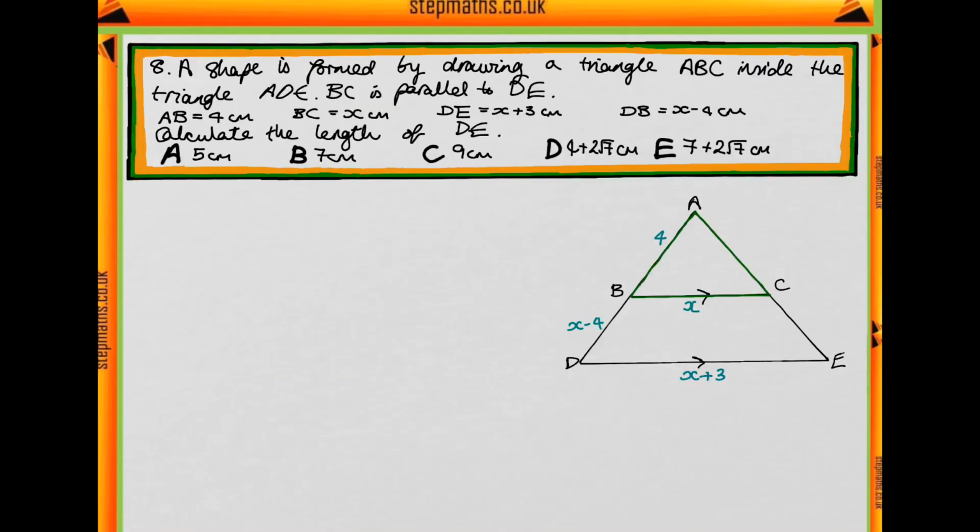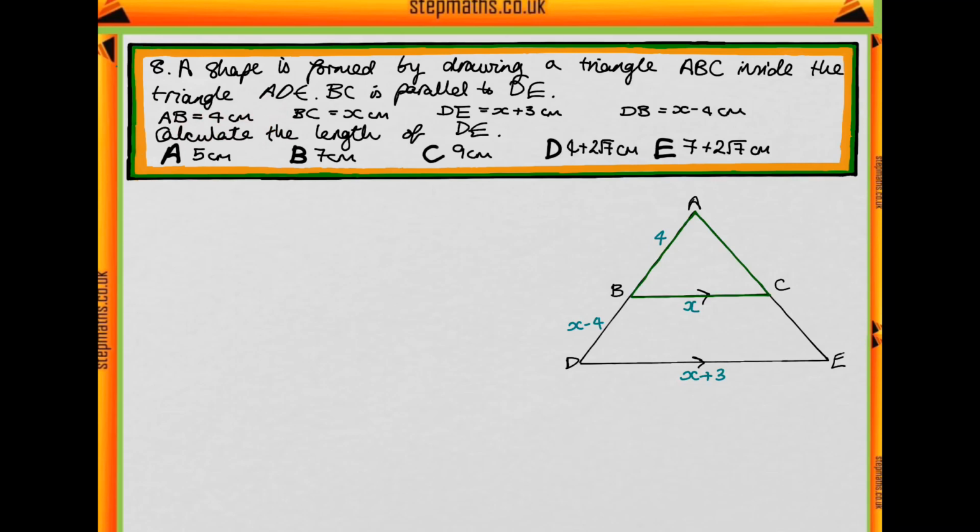This is question 8 of the Natural Sciences Admissions Assessment Specimen paper. In this question we have a shape which is formed by drawing a triangle ABC in green inside the triangle ADE. We have that BC is parallel to DE, so we've drawn little arrows to show that they're parallel. We're also given some lengths, some in terms of x and some not.